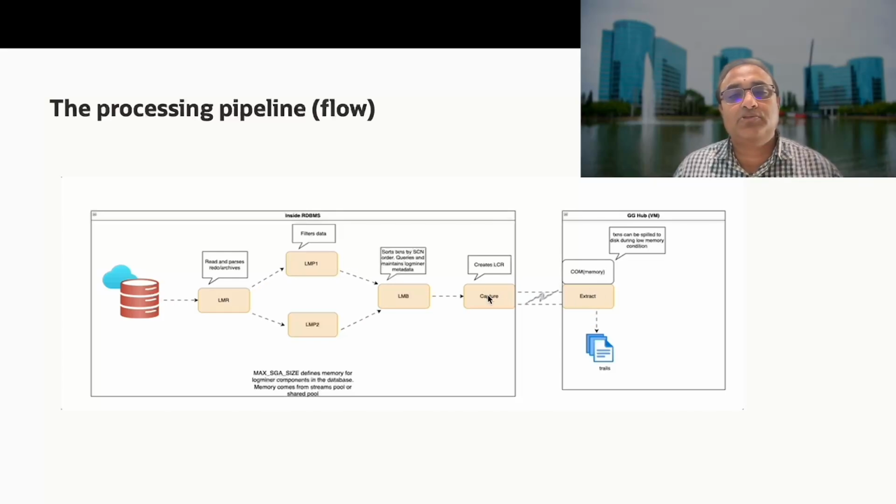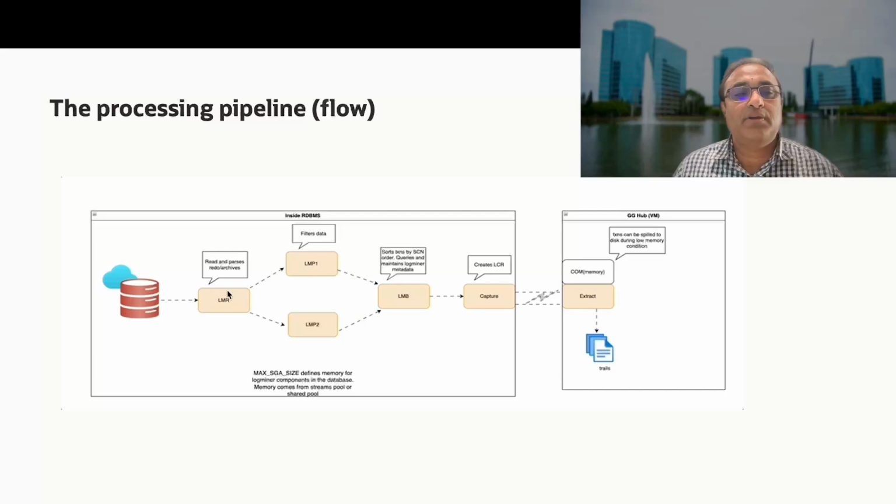When the extract process connects to the source database to get real-time data, the foreground process that gets created inside the database is called the capture process. The capture process in turn spawns a couple of background processes: one LogMiner builder, LMB in short, two LogMiner preparers by default, LMP1 and LMP2, and one LogMiner reader process, LMR.